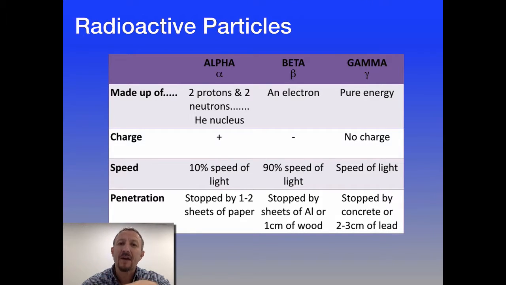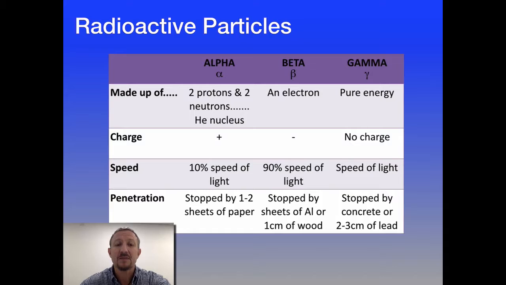You may wonder, how is it that we get electrons coming out of the nucleus? What actually happens is that an unstable neutron splits apart into a proton and an electron. Gamma is in the form of pure energy. If you take the concept of Einstein's theory of relativity, E equals mc squared, this energy links with mass. Alpha, being made up of protons and neutrons, has a positive charge. Beta has a negative charge, and gamma, being pure energy, has no charge at all.